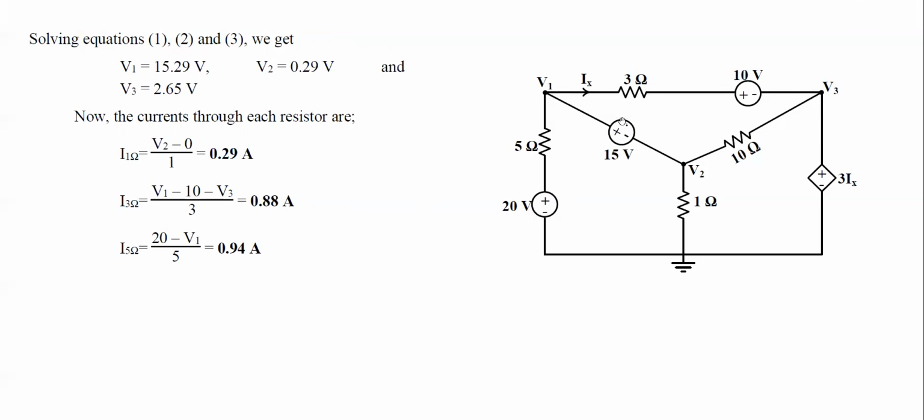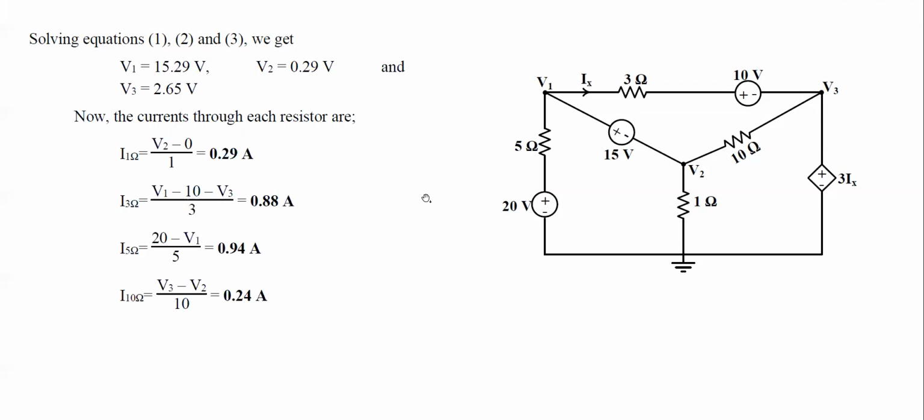But in this case, since the value of voltage V1 is less than 20, I have considered (20 minus V1) divided by 5, simply in order to make the value of current positive. We can also write (V1 minus 20) divided by 5, but the value of current will be negative. It doesn't matter; only the assumed direction will be opposite.